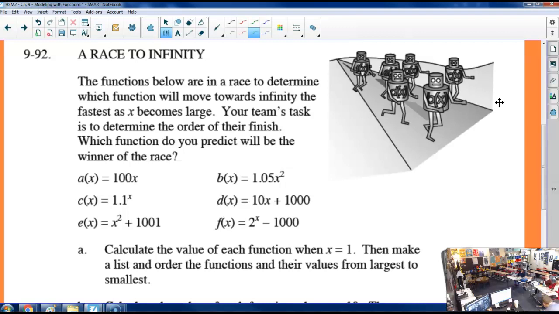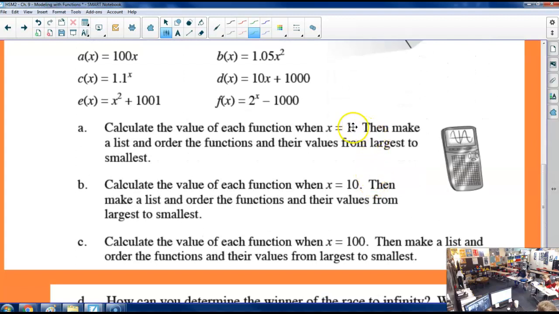So in your resource packet, you have all these functions listed, and then you have a table that we're going to fill in together. Once you write your predictions, go ahead and start calculating. What about when x is 1, when x is 10, when x is 100?